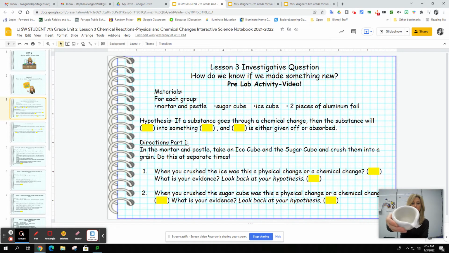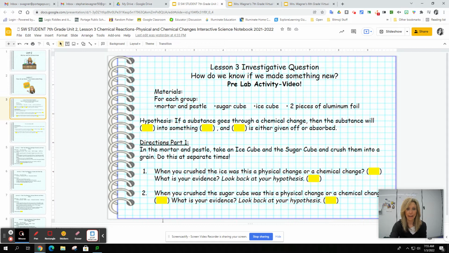How about the ice cube? We did something to it, okay, we crushed it, we changed it, it looks different now. Is it still H2O, which is what ice is? All right, okay. And then number 2, when you crushed the sugar cube, was this a physical change or a chemical change? Again, did we change them in a way that changed the identity, or did they remain the same?